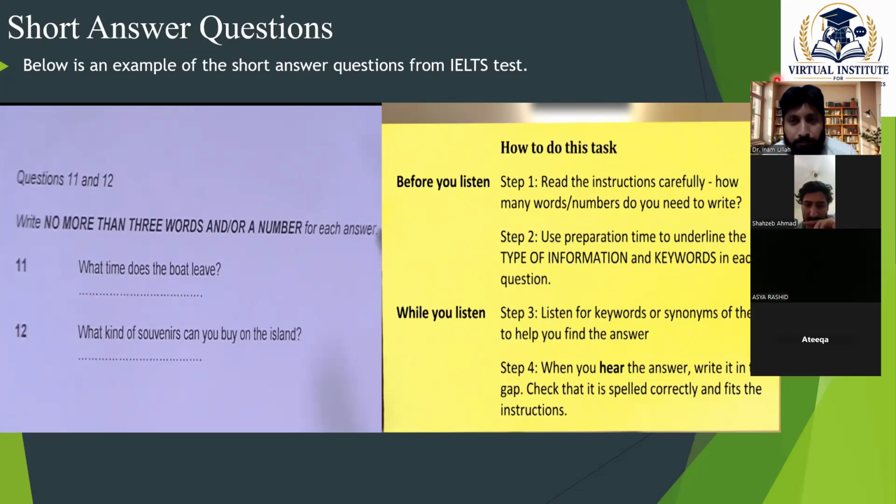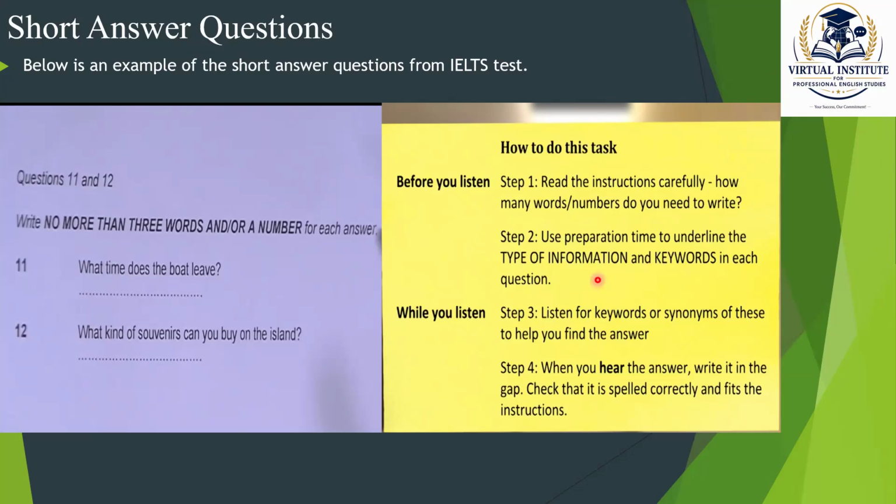Okay. So use the 30 seconds and try to underline the keywords, which are in this example, as you can see, what time. They are the keywords, right? And then boat leave. There might be other things leaving as well. People, for example, leaving, right? So your target keywords are what time and boat leave, right? So these are the keywords. In those 30 seconds, you should underline these words and try to guess about it, right?